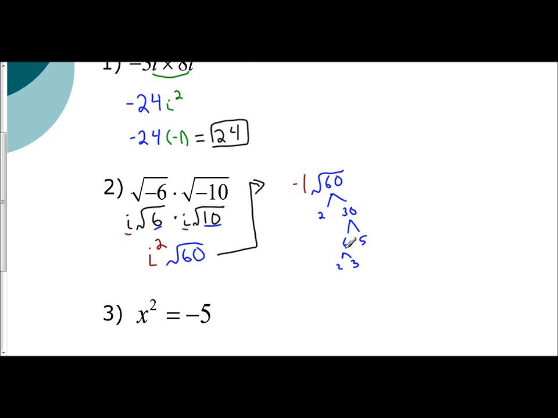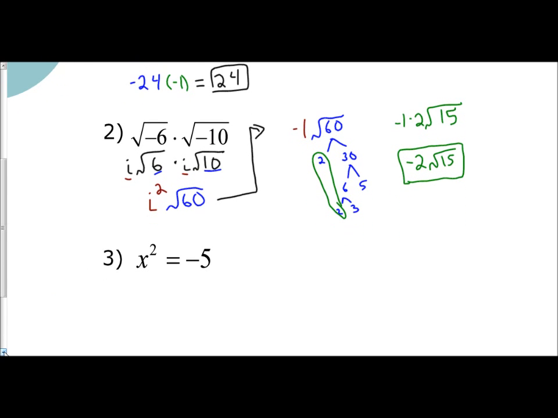So if I take a look, I have one pair of 2's. And then the 3 and the 5 remain inside. So on the outside, I have my -1 times 2. And on the inside, I have my 3 times 5. So -1 times 2 is -2 square root of 15. And that's a simplified radical.